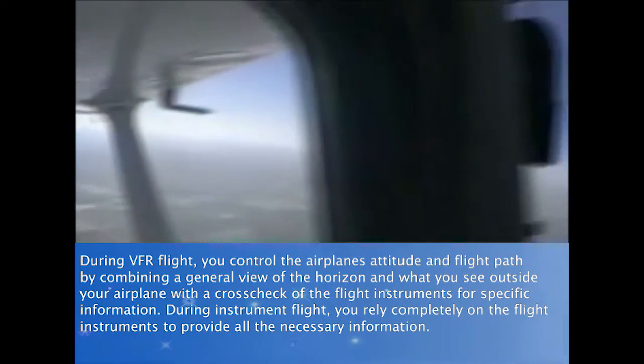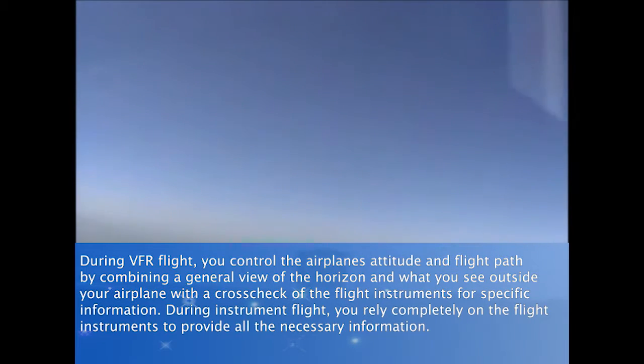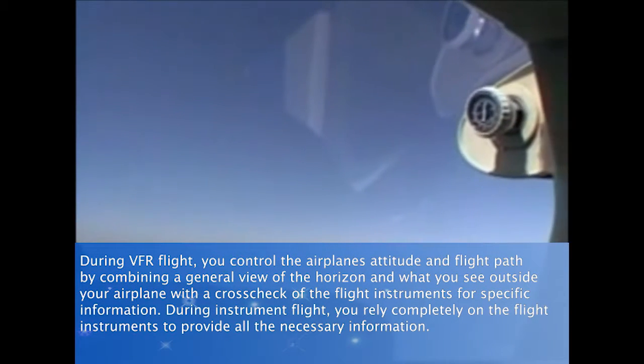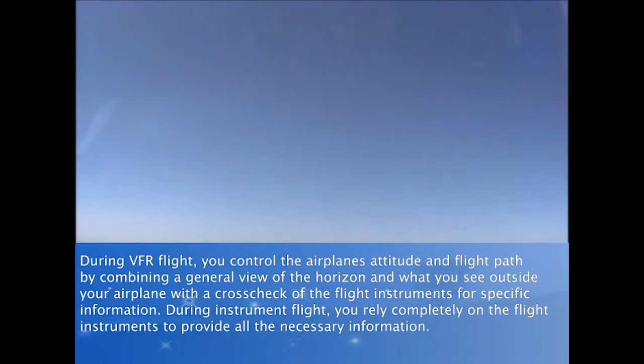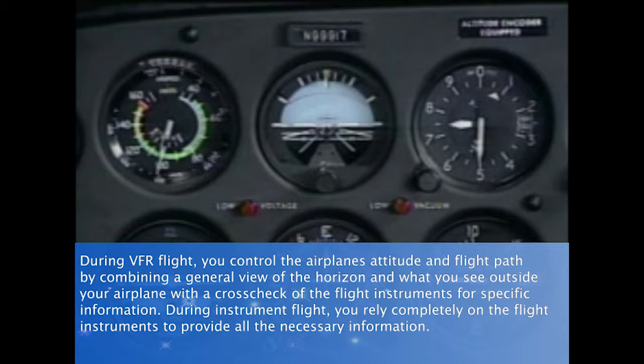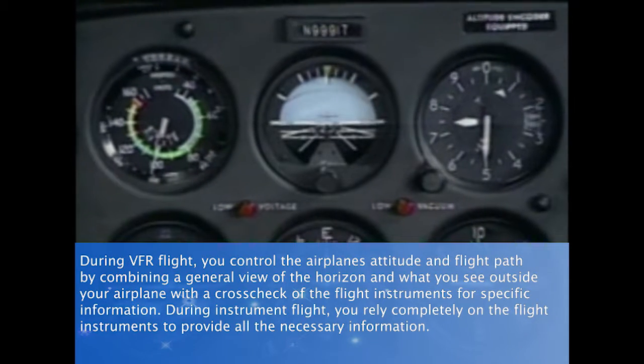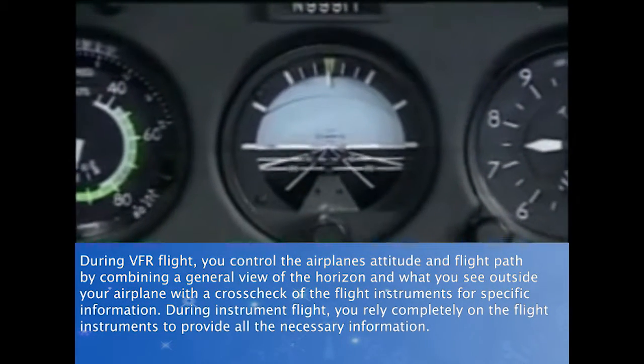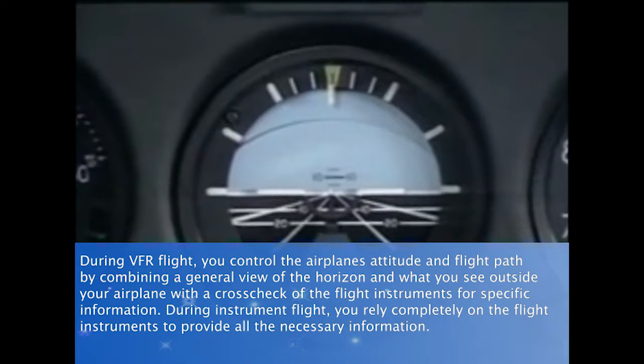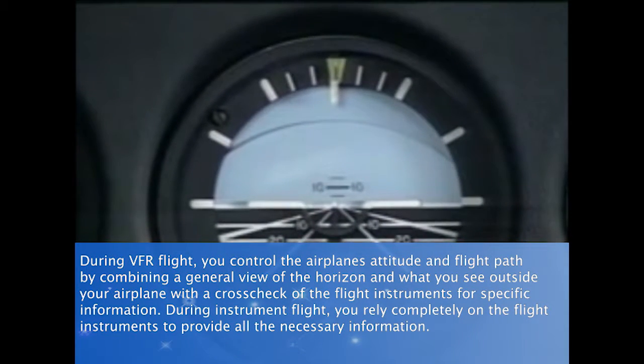During VFR flight, you control the airplane's attitude and flight path by combining a general view of the horizon and what you see outside your airplane with a cross-check of the flight instruments for specific information. During instrument flight, you rely completely on the flight instruments to provide all the necessary information.